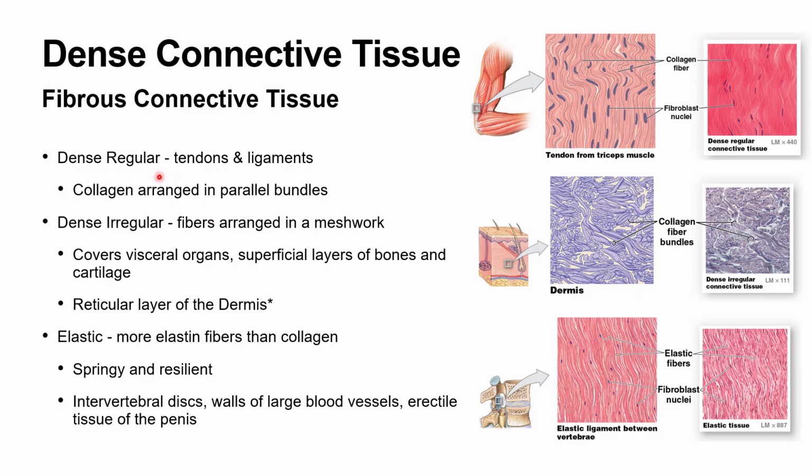So dense regular connective tissue is named such because the collagen fibers that make up that connective tissue are all arranged in parallel bundles. We see that right here on our histological pictures on the right. We have all of these collagen fibers right in here making up our tendon from the triceps muscle. So these dense regular tissues, tendons and ligaments, are going to be very adept at resisting forces that travel parallel to their fibers' orientation.